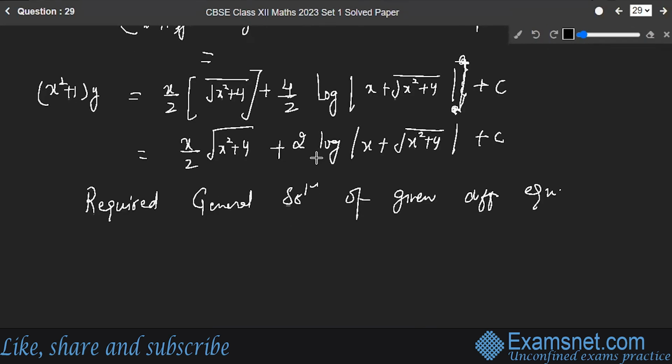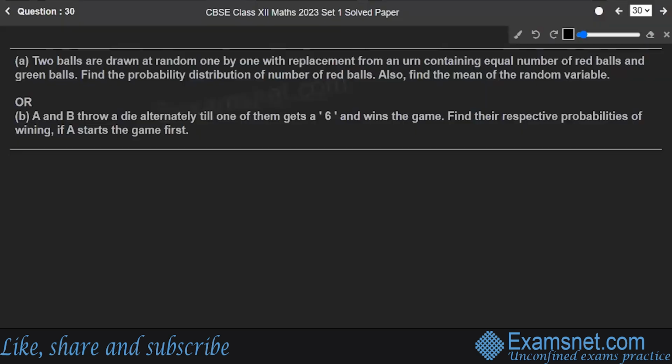So this is the answer to the question. I hope you understood this well. Let's move to the next question. Question number 30. Two balls are drawn at random one by one with replacement from an urn containing equal number of red balls and green balls. You have to find the probability distribution of number of red balls. Also find the mean of the random variable.